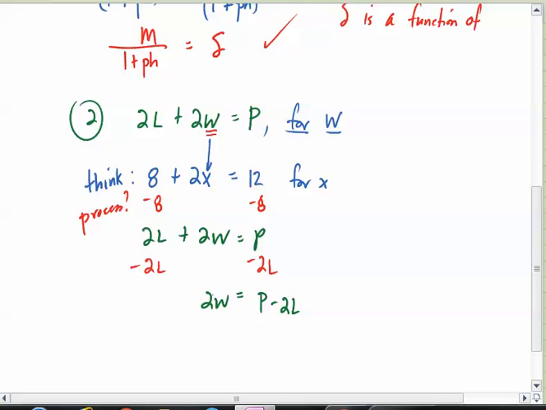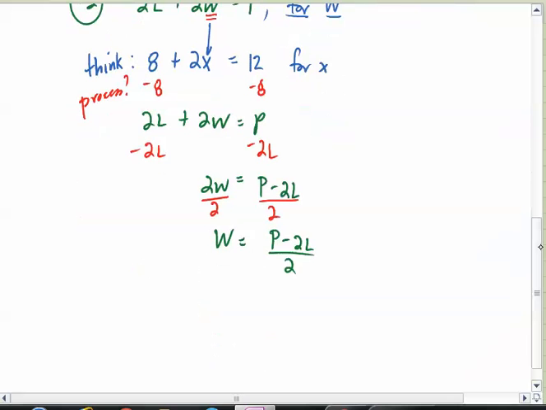Okay, now what are we going to do? We're trying to get the W alone. So what are we going to do? We're going to divide by 2. Divide by 2. And W is equal to this funky looking thing. So we say that W is a function of P minus 2L over 2.